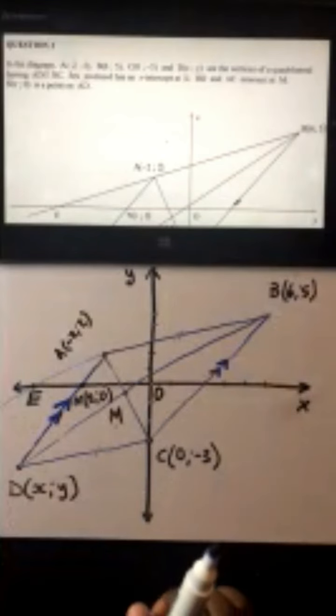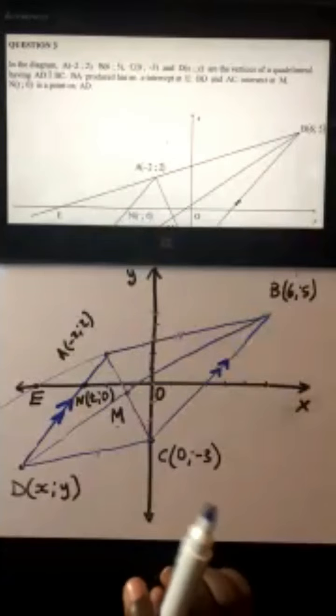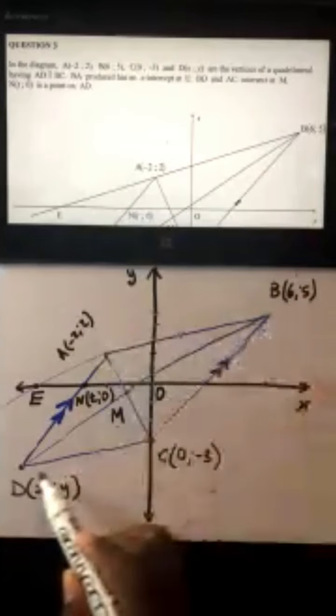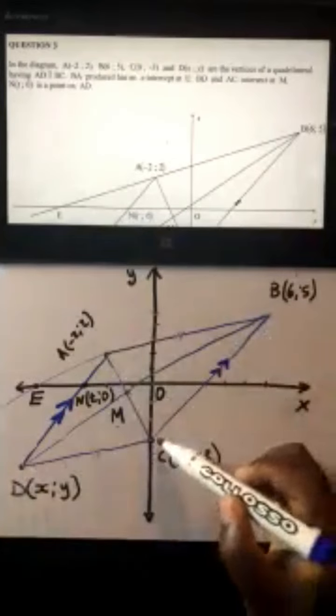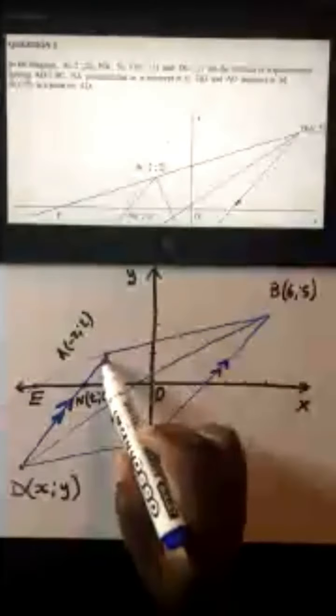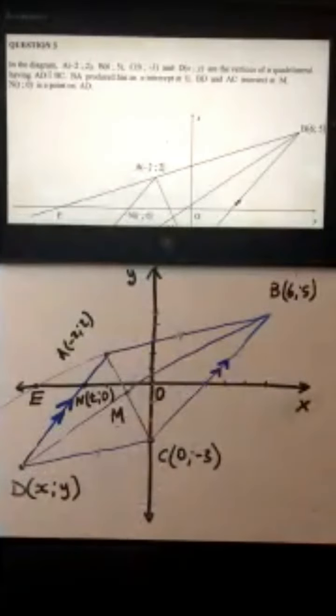And again, as part of your homework, for a quadrilateral, try to check if this side is equal to that side, and again, if this side is equal to that side.